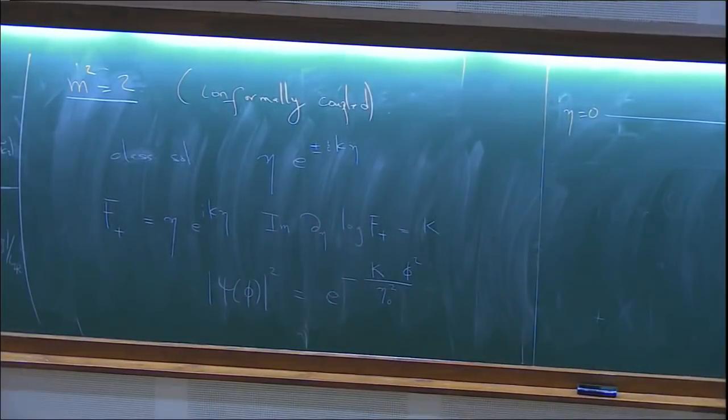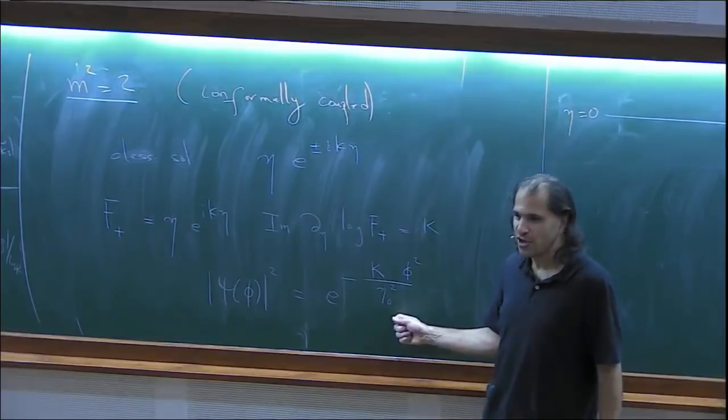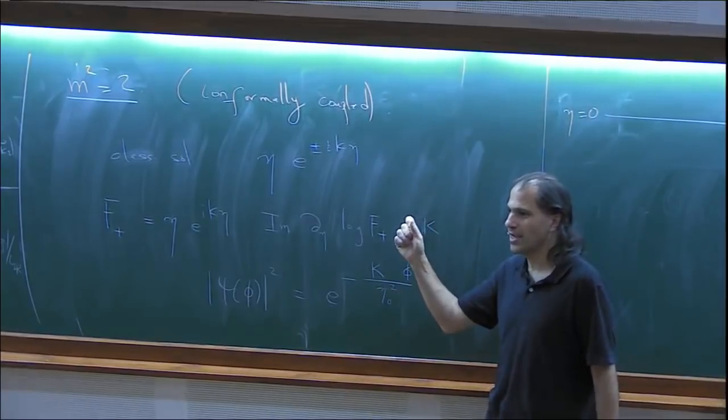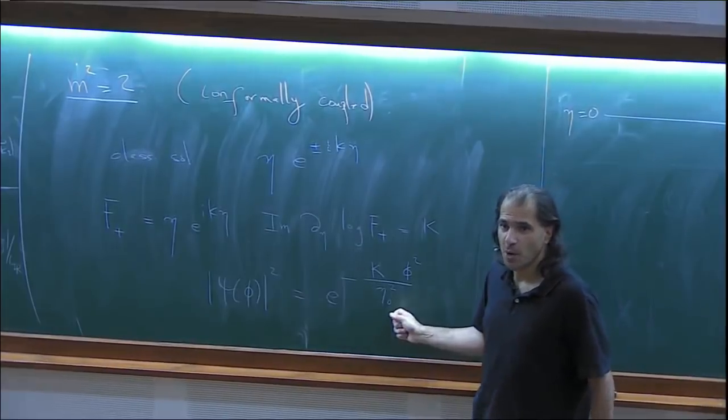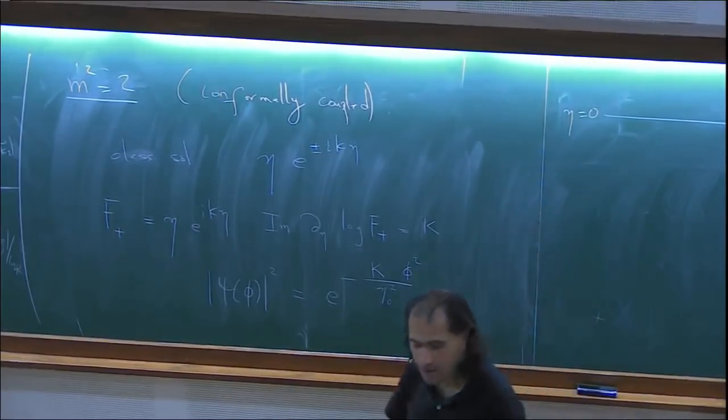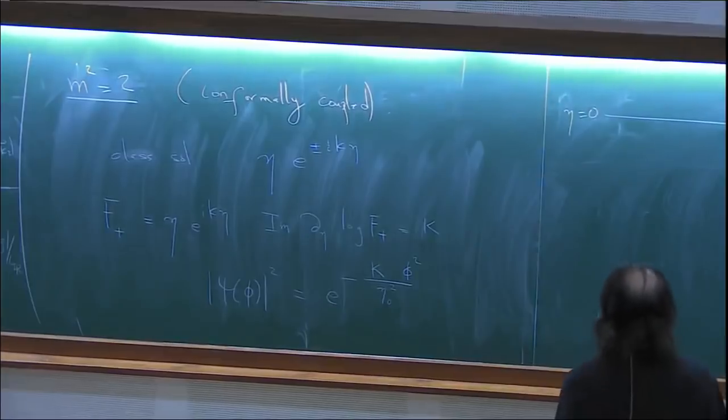Now, does this bother you? We have this funny dependence on eta naught. I thought we were setting eta naught to 0, right? So there seems to be some explicit dependence on eta naught here. Well, let's look at what the actual two-point function is.